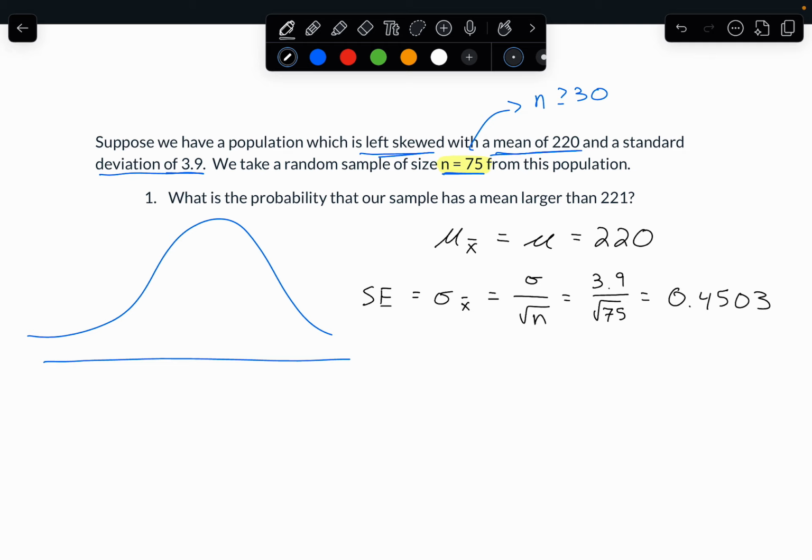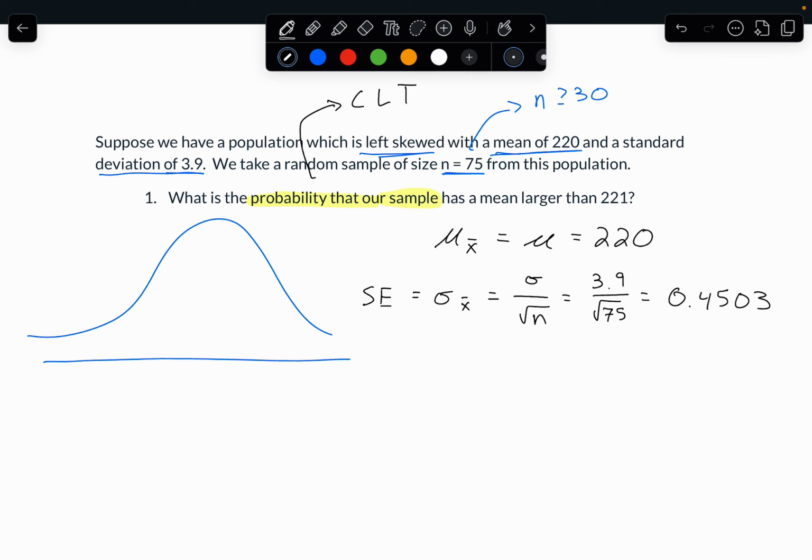So we've got our mean and our standard deviation, and I skipped over this. I didn't actually look at the question. It's kind of important. It says, what is the probability that our sample mean is larger than 221? So we want to know the probability that our sample mean is larger than 221. If we are talking about the probability of our sample, that means that the central limit theorem for means kicks in. Anytime we're talking about the probability of a mean of a sample.